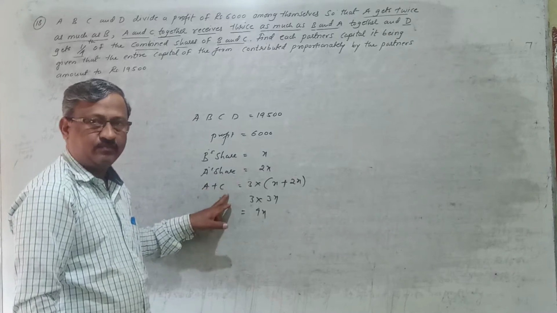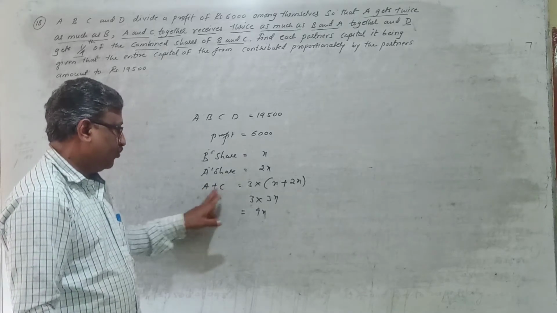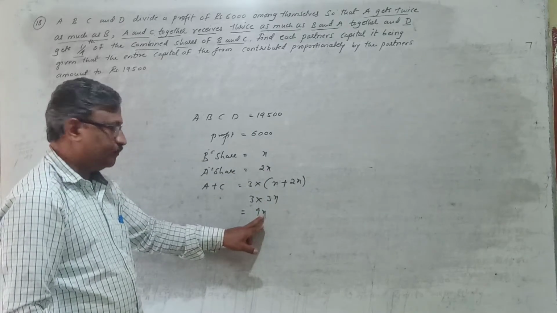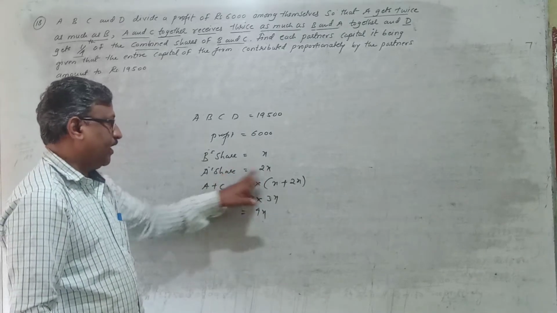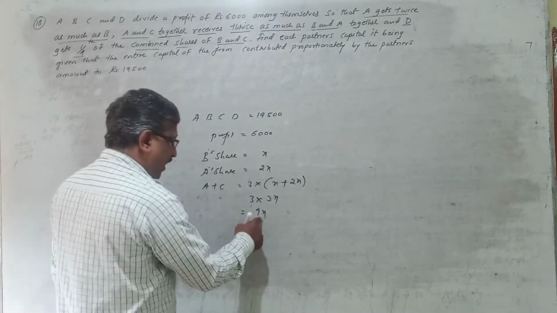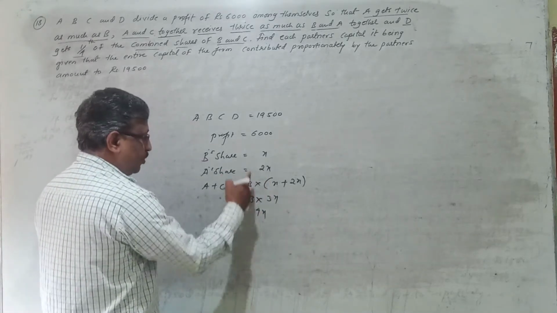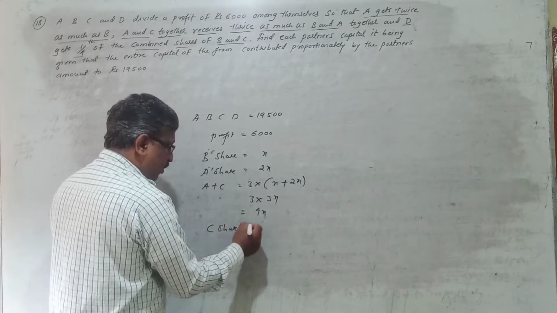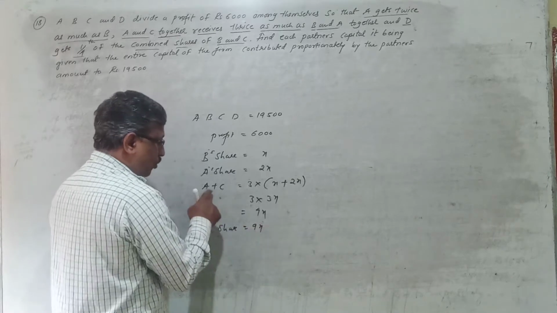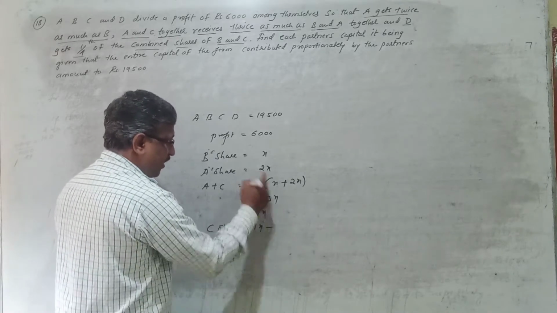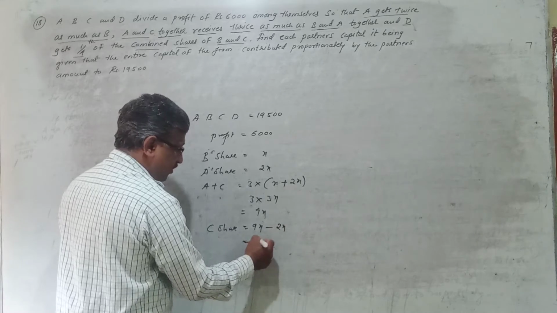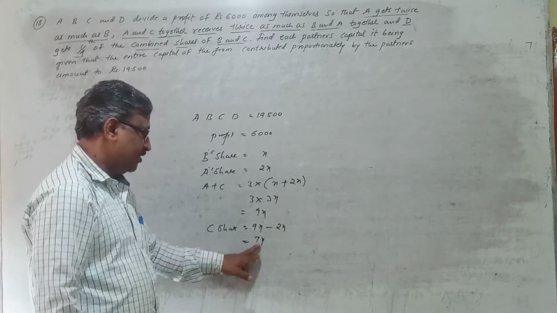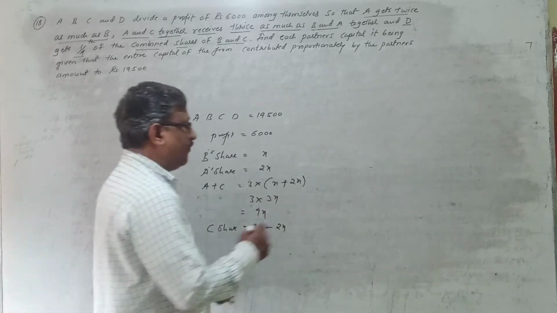So 9x is the total share of whom? It is A and C, right? Out of these two, we know A's share. We know A gets how much? 2x. So 9x includes A's share, which is 2x. So from 9x, if we subtract 2x, the remaining is the share of whom? It is C. So we can easily find C's share. C's share will be the total share of A and C minus A's share, which is 2x. So you get 7x. So like this we get C's share. It is 7x.